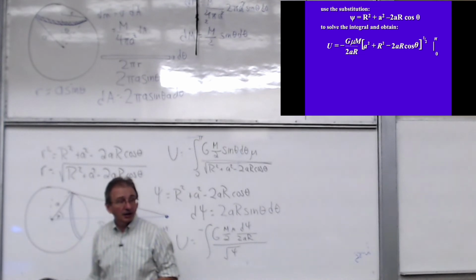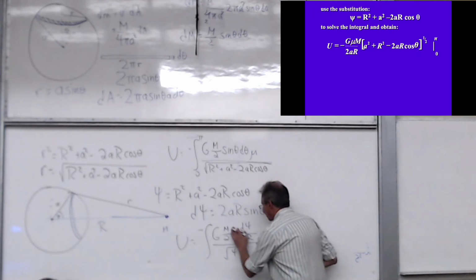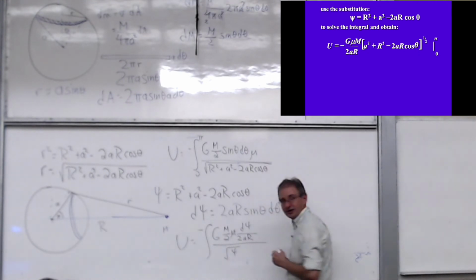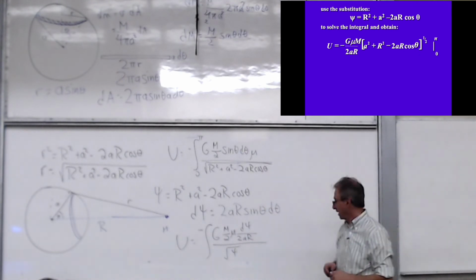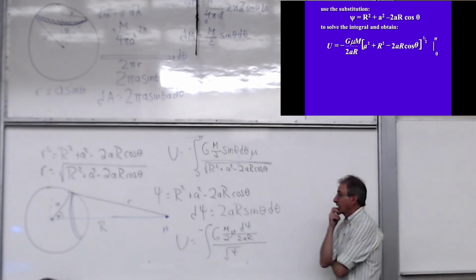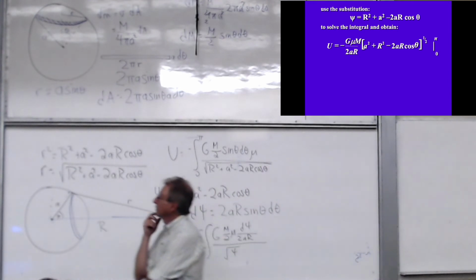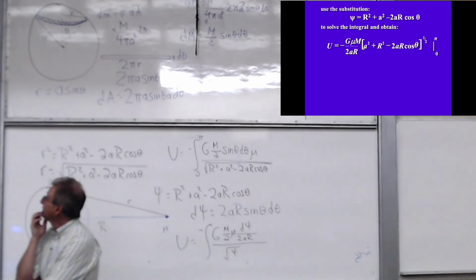Question, that m over 2 times mu? Yeah, that's a mu, because I forgot to write down the mu. I'll make it bigger. Sorry. I should make it bigger, because I'm videotaping this. And so I show you on the screen what U is now.